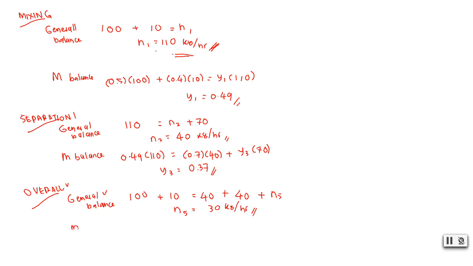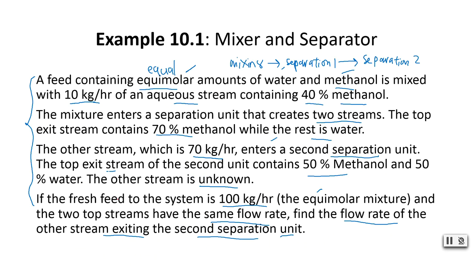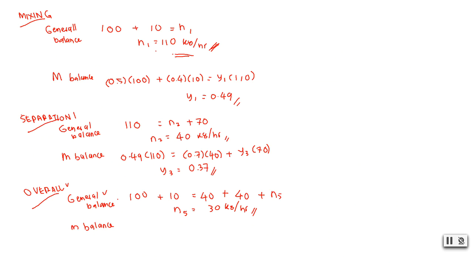So now we go to the M balance, the methanol balance. 0.5 times 100 plus 0.4 times 10 equals 0.7 times 40 plus 0.5 times 40, and lastly y5 times 30. So at the end we get y5 equals 0.2.